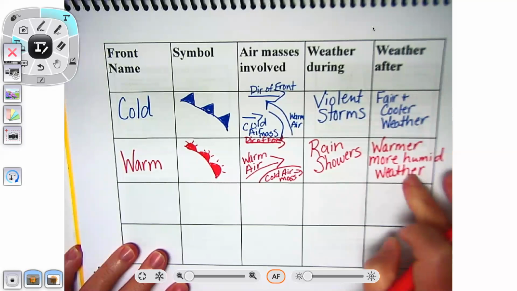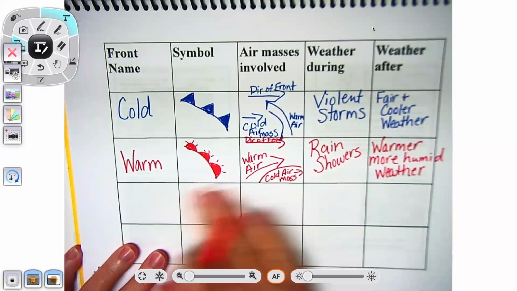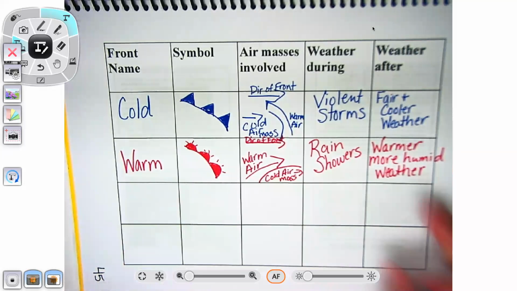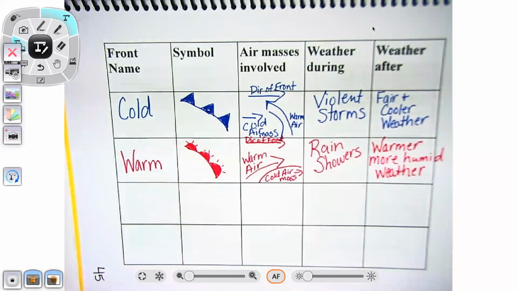So the difference in these two: when the warm front comes in, we're going to have that hot, sticky weather. And then after a cold front comes through, you're going to get that cool, crisp weather.